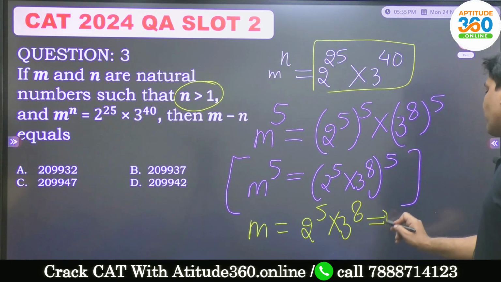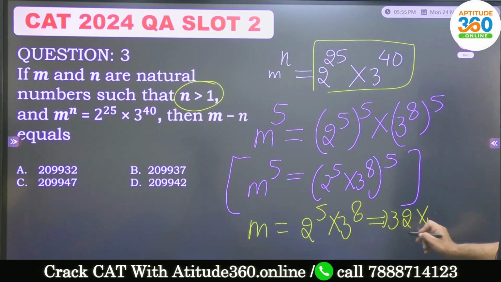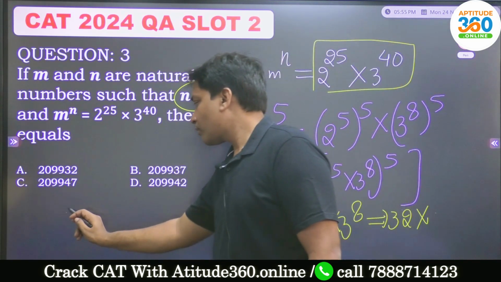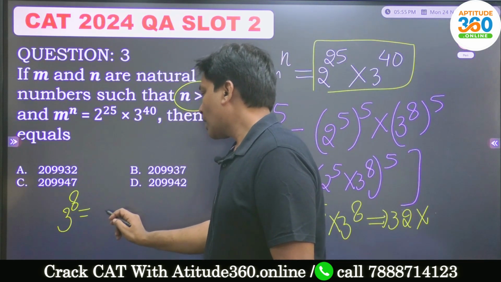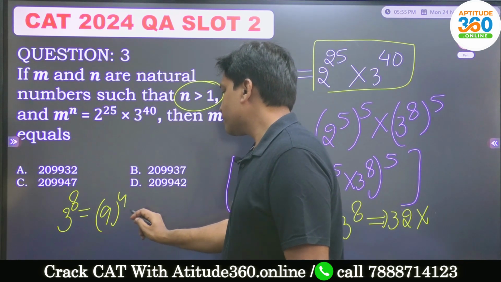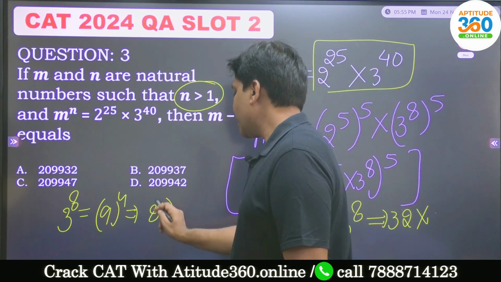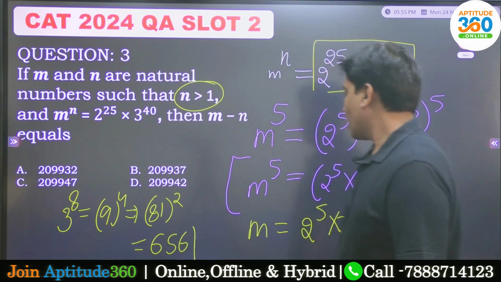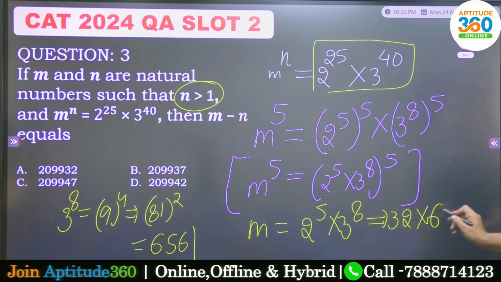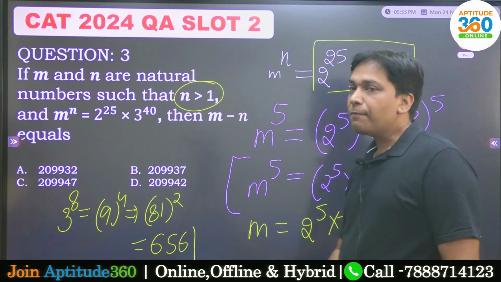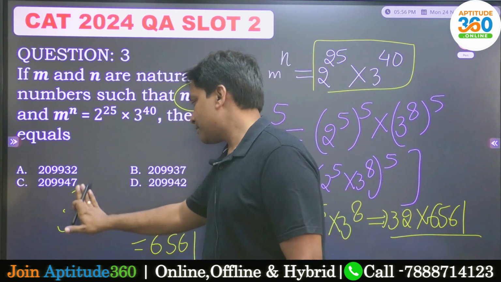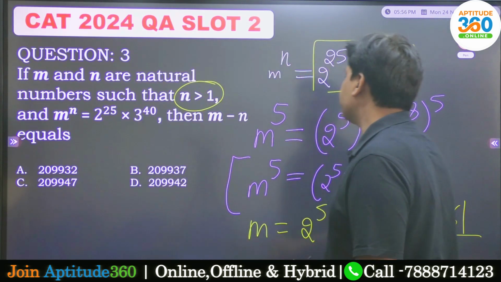What is the value of 2 raised to 5? It is 32. And 3 raised to 8, if you look at it, is 9 raised to 4, or 81 squared. 81 squared is 6561. So the value that we are looking for is 6561 into 32. Now, if you multiply, you certainly are going to get one value, but have a look at your options. How can you save your time?